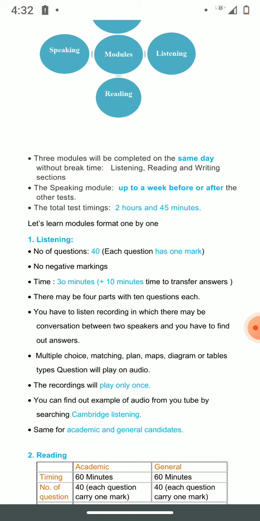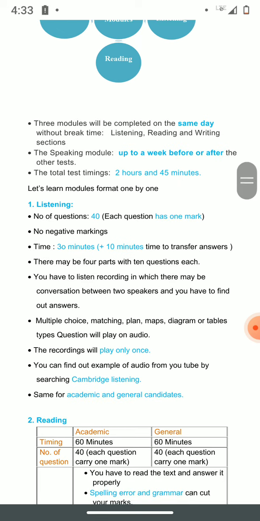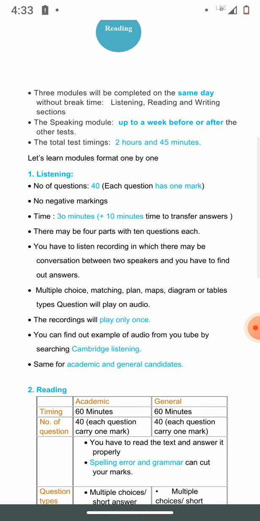First one is listening, in which the number of questions is 40. Each question carries 1 mark. There is no negative marking. Total time is 30 minutes, plus 10 minutes is given to transfer your answers into the answer sheet. There may be 4 parts with 10 questions each.